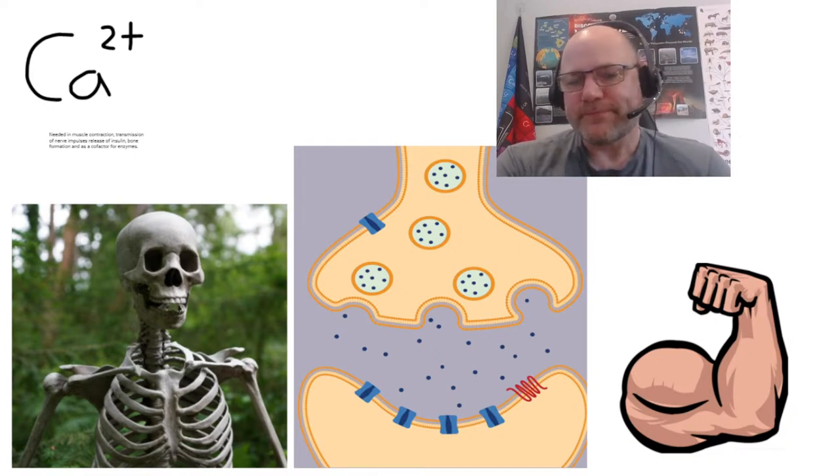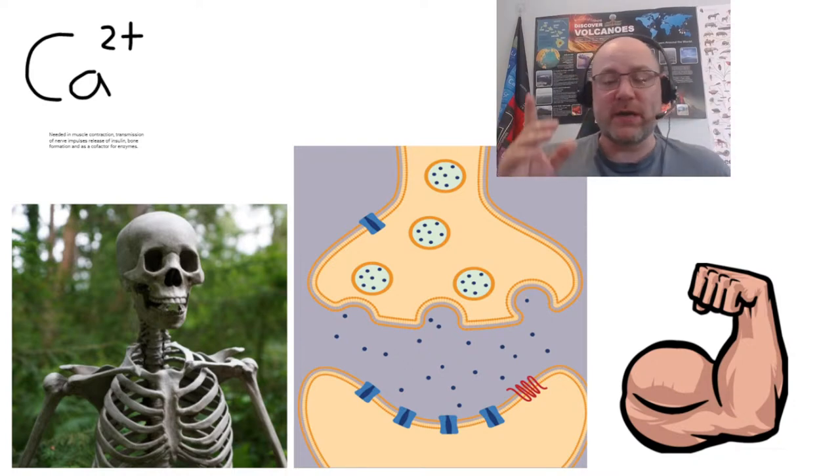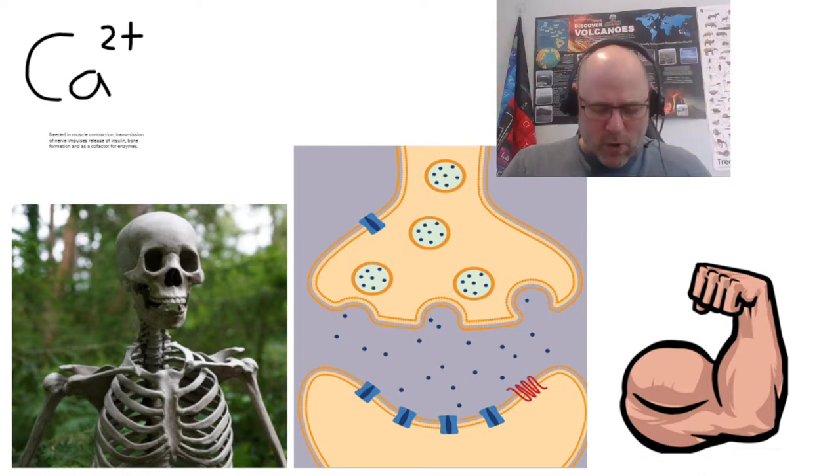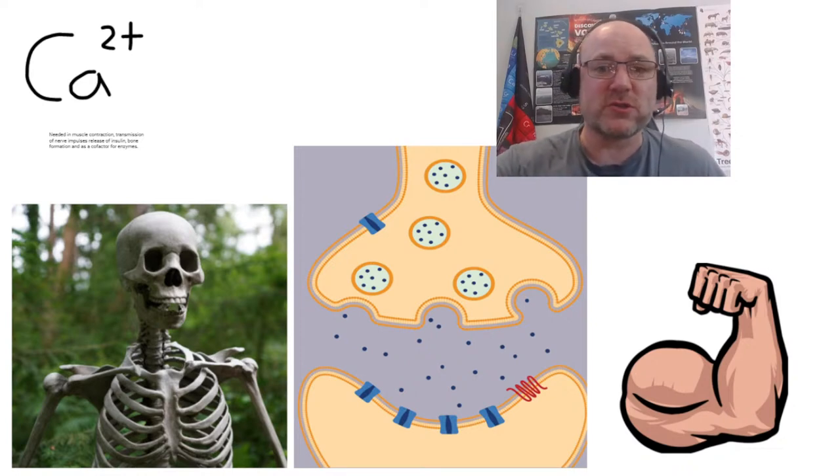Well, calcium is a metal in group 2 of the periodic table. If you can remember, picture your periodic table in your head, it's in the second group. And what color are metals? Well, they're not all silver, but calcium is a silver metal, just like other ones.